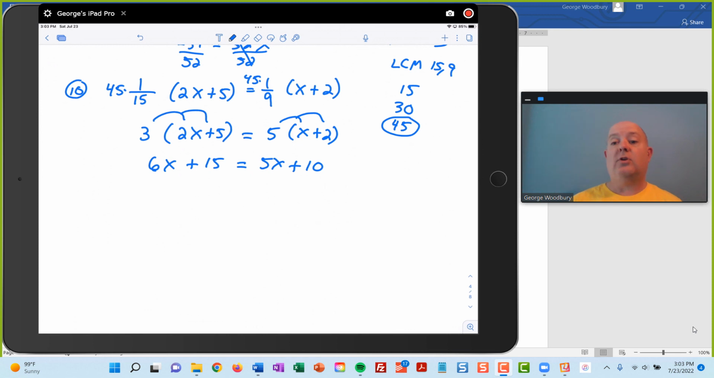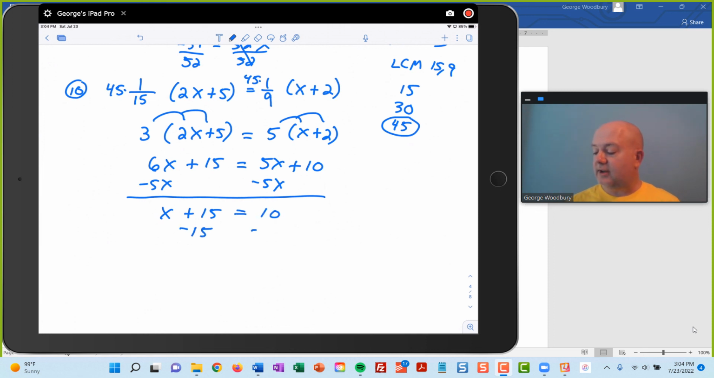Now I'll get all the variables to the left side by subtracting 5x from both sides. 6x minus 5x is 1x, or simply x. So I've got x plus 15 equals 10. Finish by subtracting 15 from both sides to get the constant terms to the other side. 10 minus 15 is negative 5, and that is my solution.